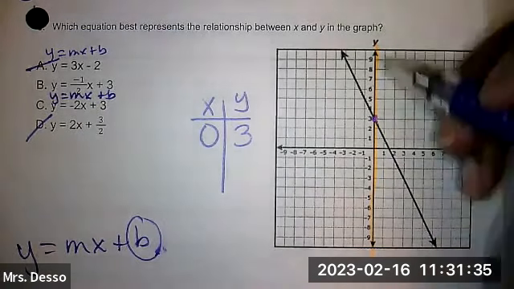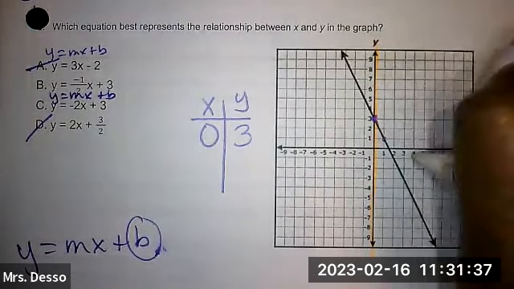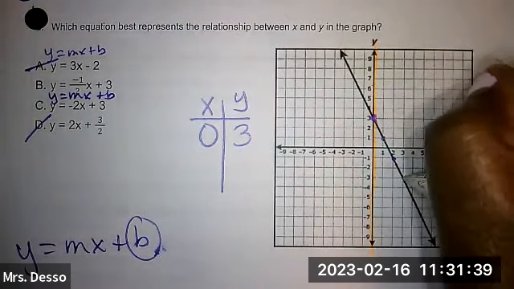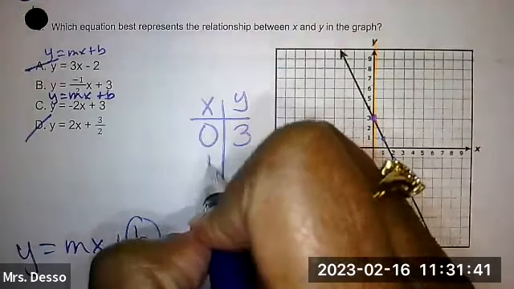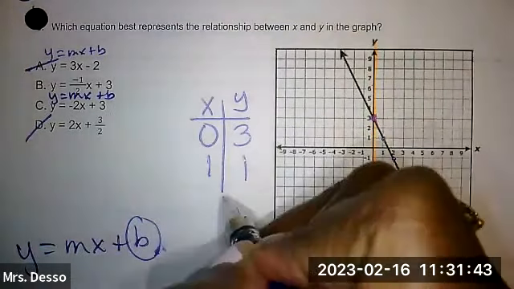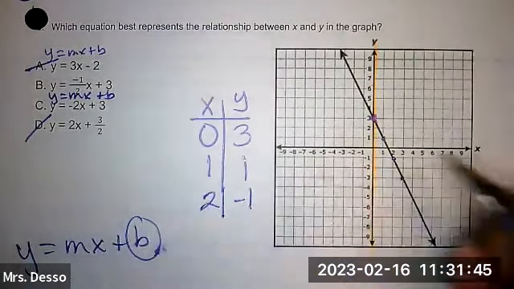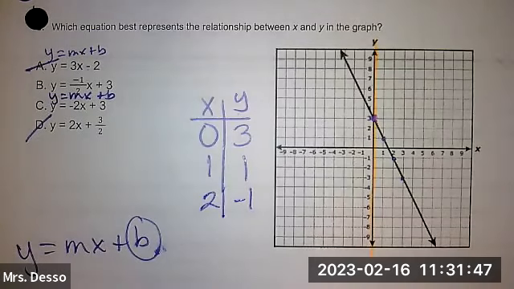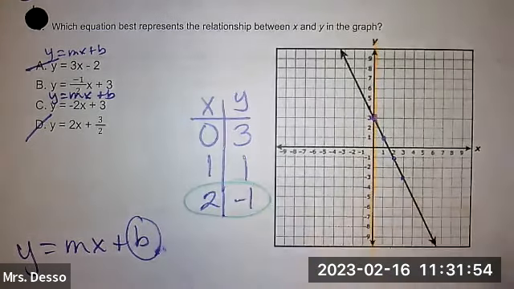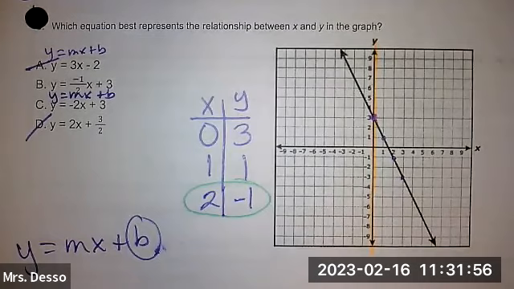Now I'm going through the graph, and I'm going to just plot points that I can clearly see and record those on my table. For example, 1, 1 and 2, -1. And I can use any of these when I substitute. I'm going to use the 2, comma, -1.